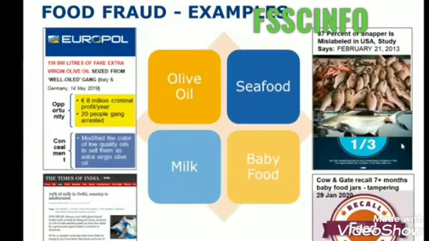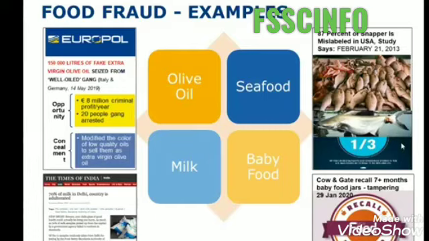Right side, it's the United States. Seafood: 87% of red snapper being sold in US markets, according to a study conducted in 2013, was mislabeled. That means the fish is of a different type, but it is being sold under the name red snapper.